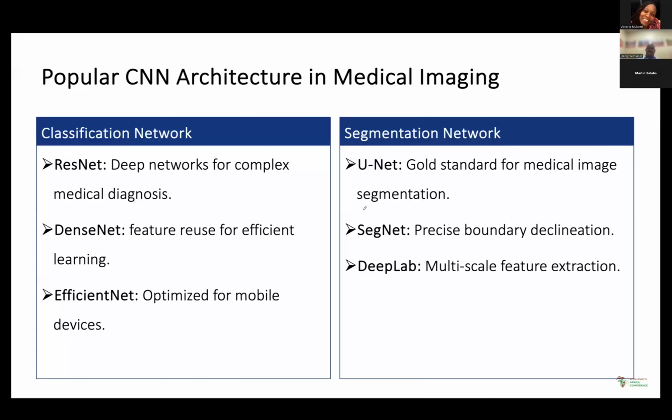Popular CNN architectures that are used for classification, you can opt for DenseNet, ResNet, and on the side of segmentation, where you mask out important sections in your images, UNet can also apply.